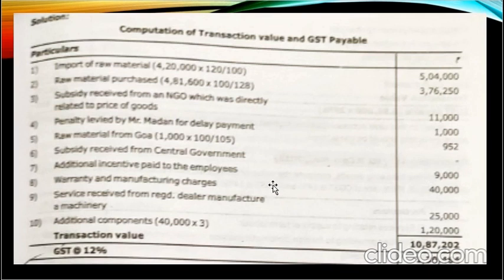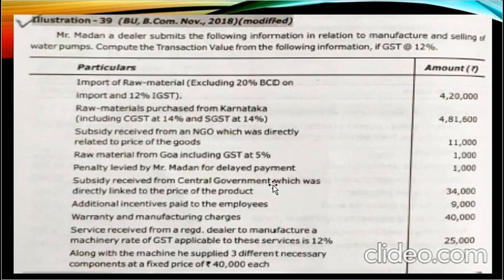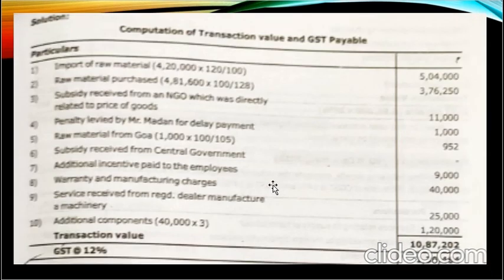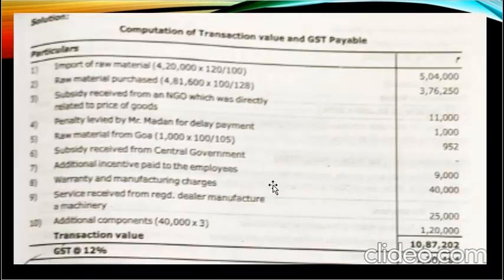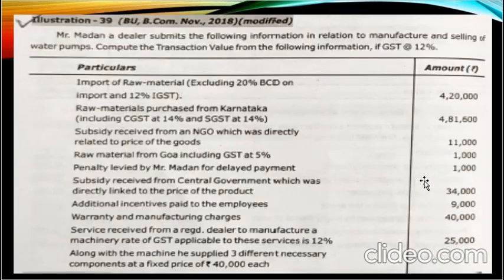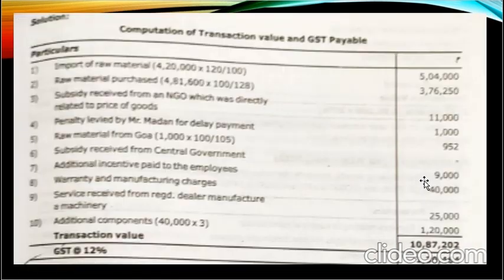Next is subsidy receipt from central government, which was directly linked to the price of the product, which is 34,000. So that 34,000 subsidy will not be taken into consideration of calculation, because we have already discussed any subsidy which is given by government will be excluded from the computation of transaction value. Next, additional incentives paid to employees, which is 9,000, will be accounted. Next, warranty and manufacturing charges 40,000 also will be accounted.